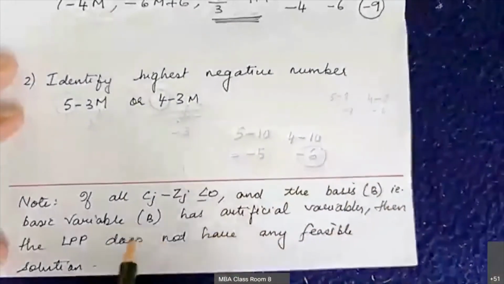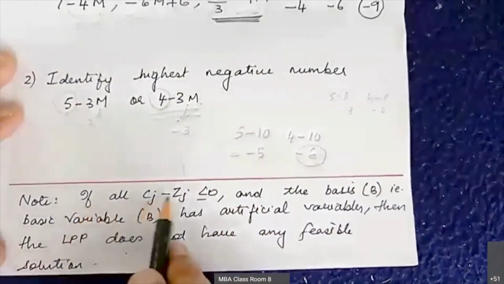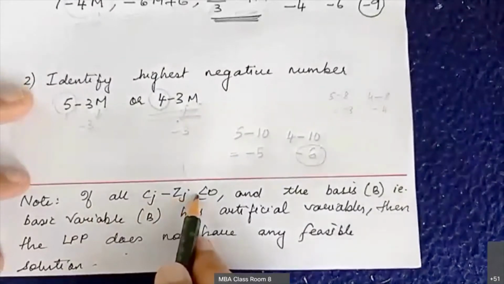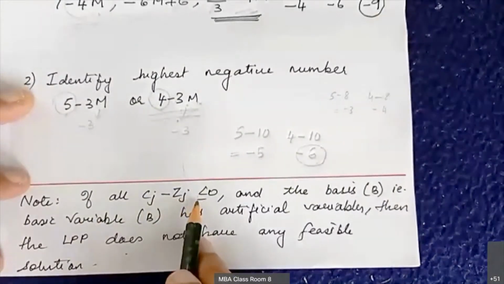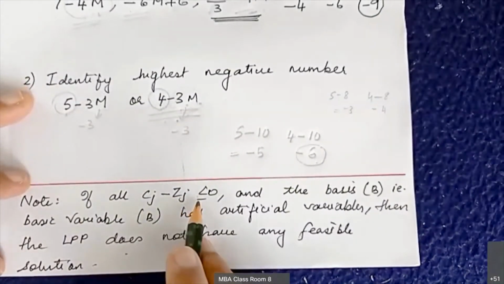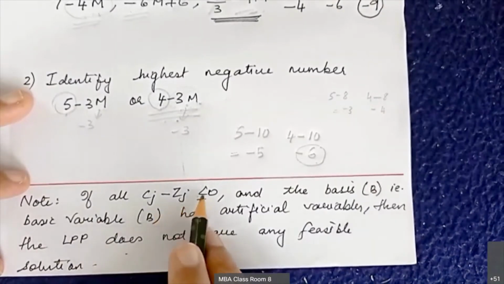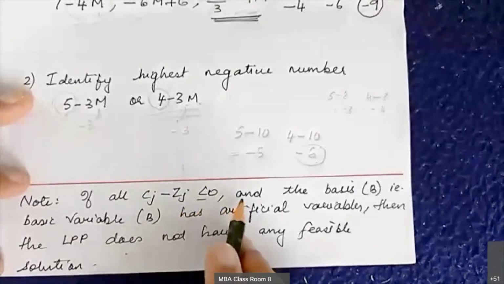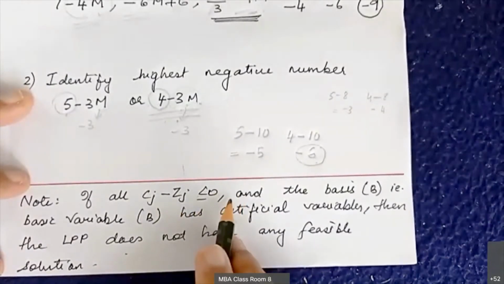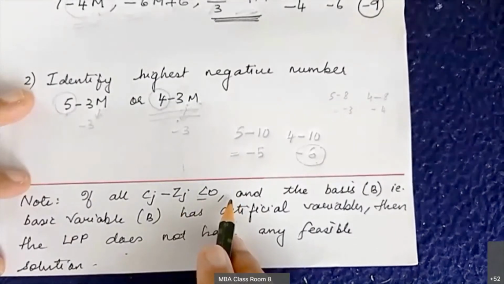And one more thing is there. We have already seen that in all simplex tables, we calculate Cj minus Zj. In the maximization case, all Cj minus Zj should be less than or equal to 0. Only then can we say that we have reached the optimal condition.